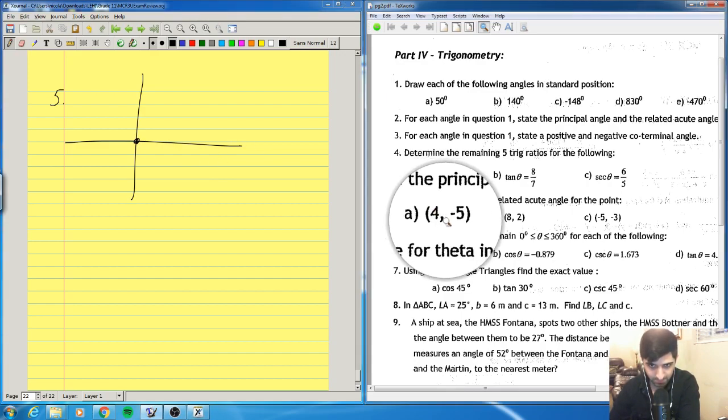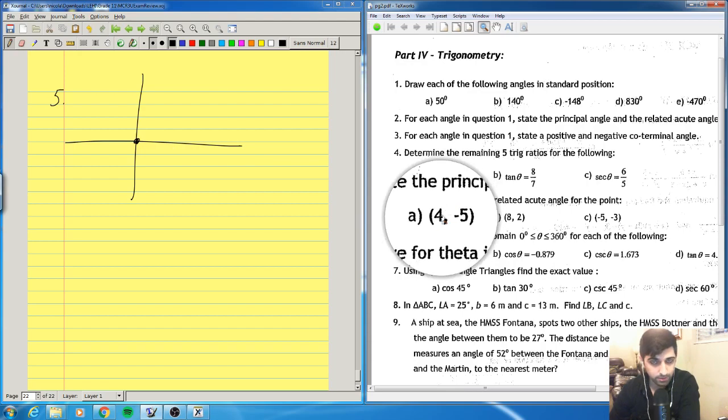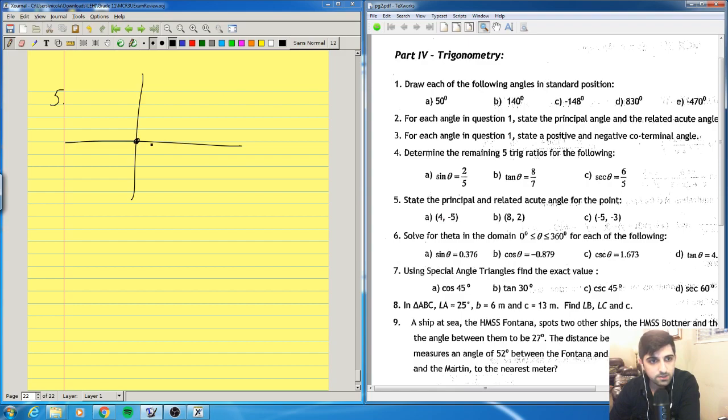And what this means is that x is going to be 4, and y is going to be negative 5, right? So if x is 4, we're here so far. Y equals negative 5, we're somewhere down here, right? So we need to figure out the principal angle. Principal angle is all the way from the horizontal axis, right? And we need to figure out what that is.